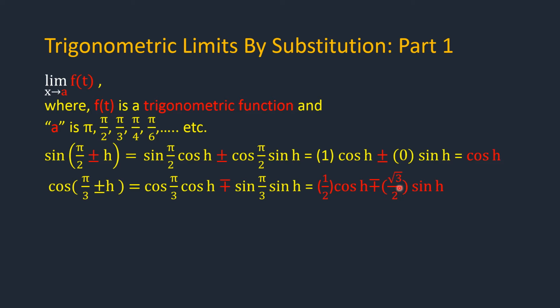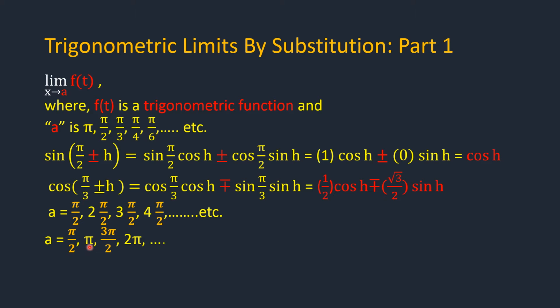Sometimes the values of a will be pi by 2, 2 times pi by 2, 3 times pi by 2, 4 times pi by 2, etc., or in the form pi by 2, pi, 3 pi by 2, 2 pi, etc. When the values of a are in this form, then instead of using the formulae which we have used here, we can use a shortcut method, and we will understand that method at the time of solving actual limits.